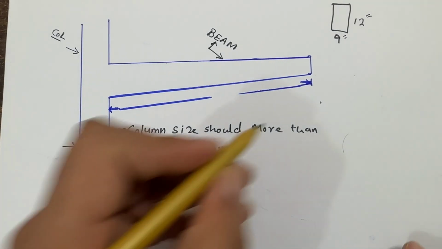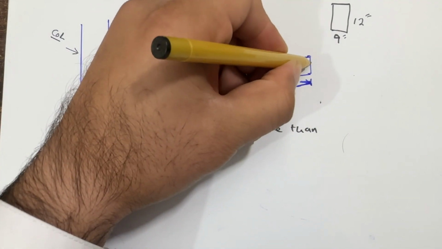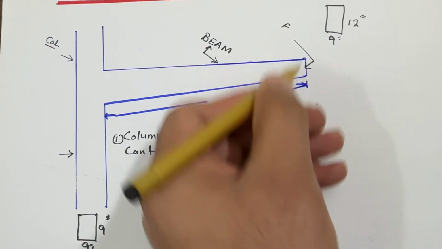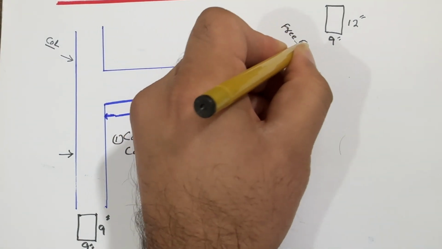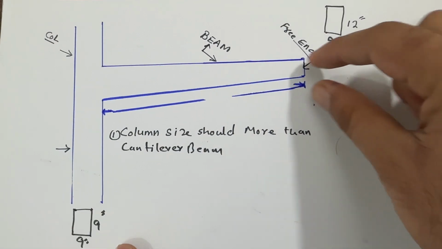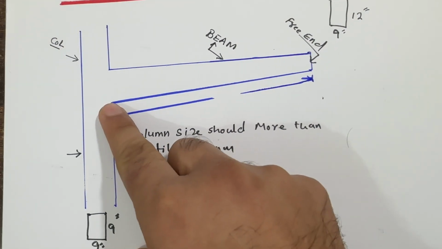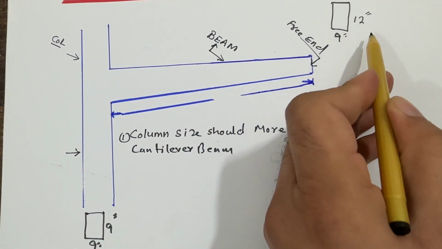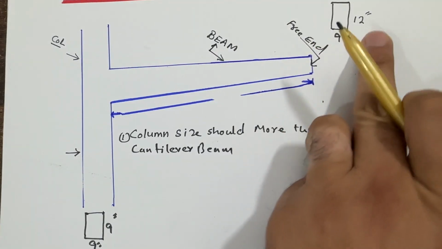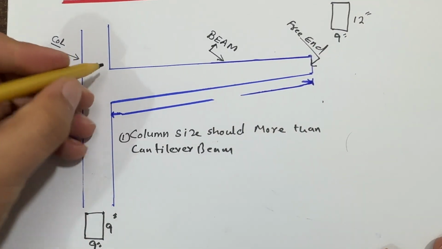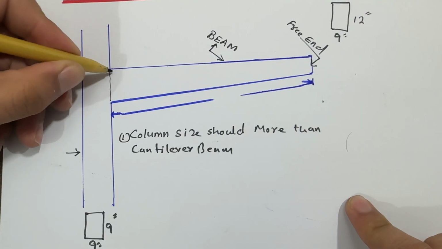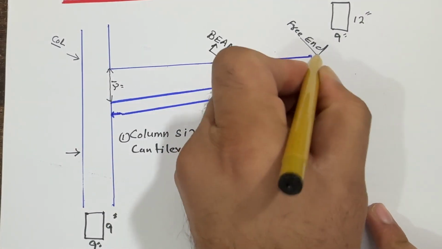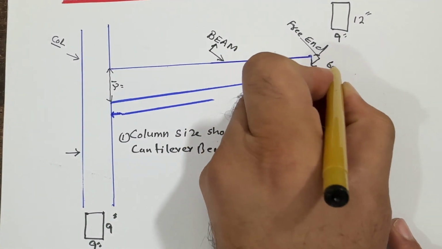The second one, guys: the end of the beam, which is called the free end. You can see this is called the free end because we don't have any support here. The free end thickness should be less than its supported side. For example, if the size here is 9 by 12 inches, width is 9 inches and depth is 12 inches, so it should be 12 inches at this place, and here you try to keep it 6 to 7 inches.